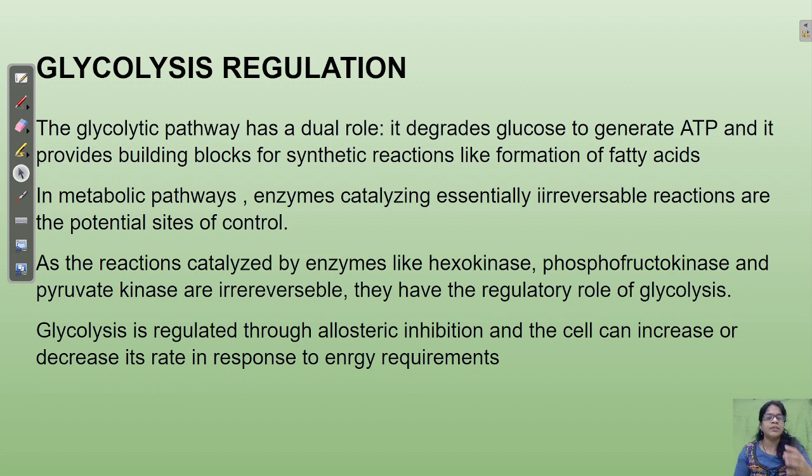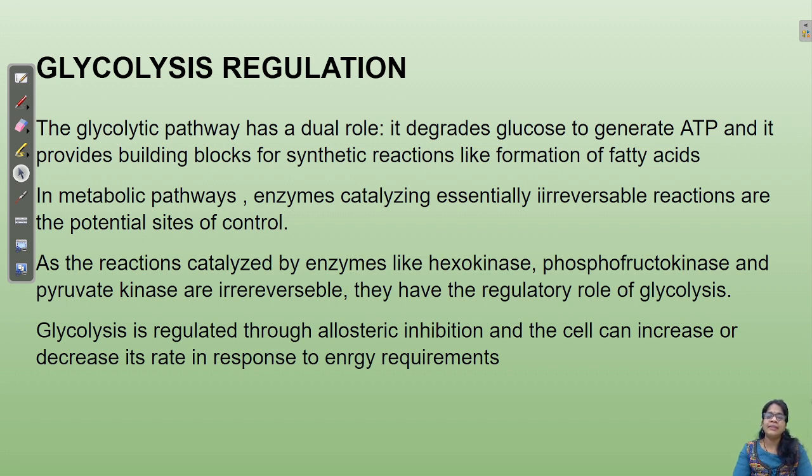This glycolysis is meant for the generation of ATP, and it also provides the building blocks for synthetic reactions like fatty acid formation. Apart from that, you all know that there are three important steps in glycolysis where irreversible reactions happen. These are mainly catalyzed by three important enzymes called hexokinase, phosphofructokinase, and pyruvate kinase. These are all from the kinase family, which transfer a phosphate group from one molecule to another. If you remember, in the first step of glycolysis, glucose is converted into glucose 6 phosphate, which is catalyzed by the hexokinase enzyme.